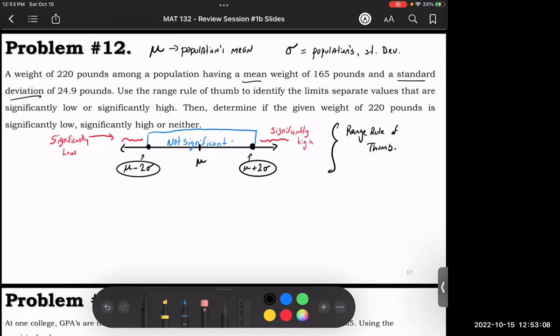The mean was 165, and your standard deviation was 24.9. So you just make substitutions and do the calculations. For your 2 limits, the mean minus 2 times the standard deviation is 165 minus 2 times 24.9. And then we do it again for the other limit, where we just add.